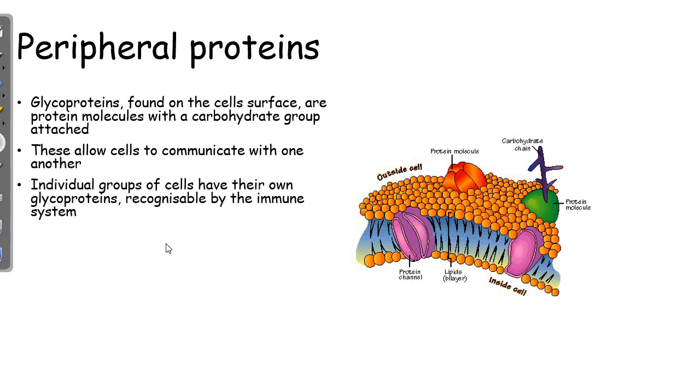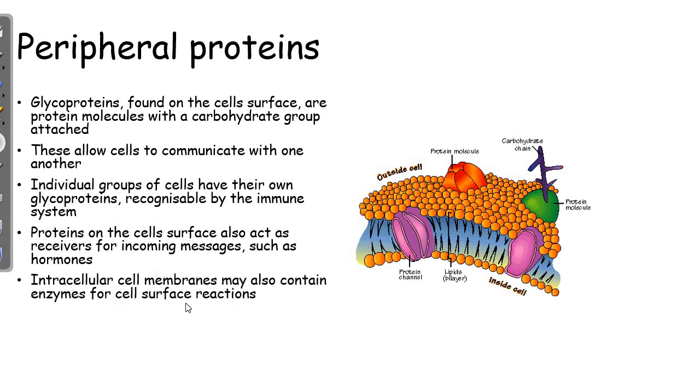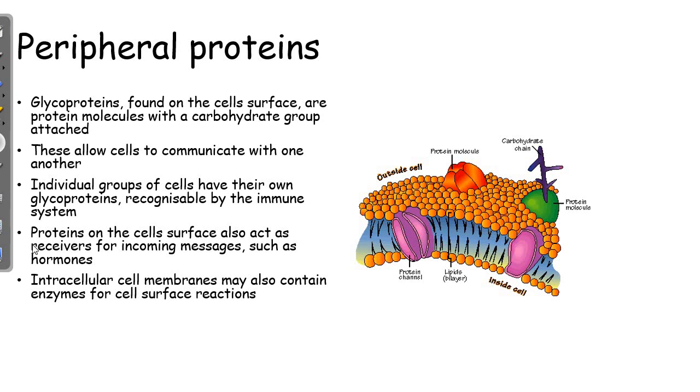Individual groups of cells have their own glycoproteins which are recognizable by the immune system. Proteins on the cell surface also act as receivers for incoming messages such as hormones. So basically these proteins are helpful in the cell signaling process. The intracellular cell membrane may also contain enzymes for cell surface reactions. So that's about the peripheral proteins. They are mainly required for cell communication and cell signaling.